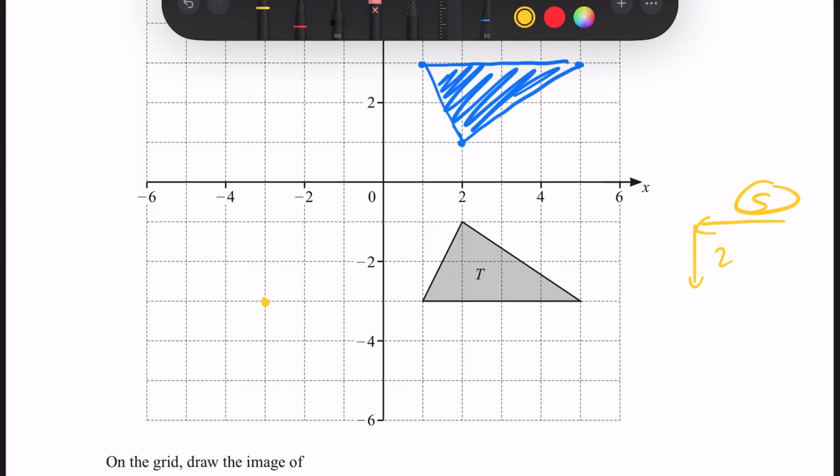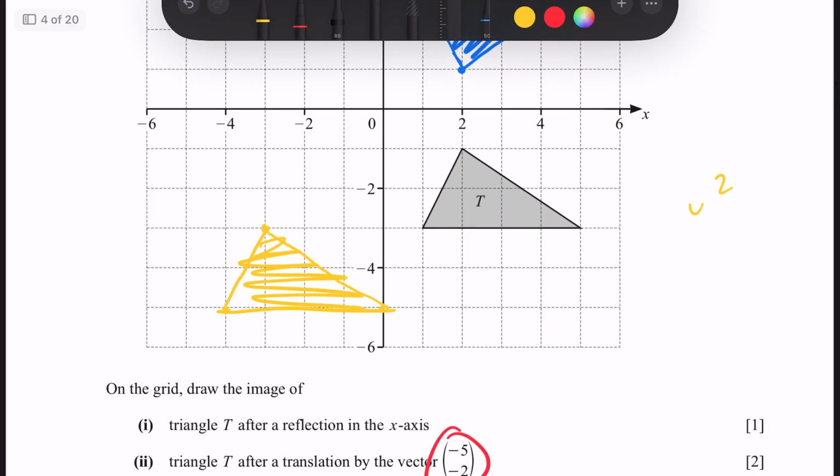Now for our second point over here, 1, 2, 3, 4, 5, 1, 2. This is the image of the second point. For the third point, 1, 2, 3, 4, 5, 1, 2. Now with our third point drawn as well as our first two, we can draw straight lines between these points to draw the image of the triangle. This is our part II answer solved. I'll just erase this.